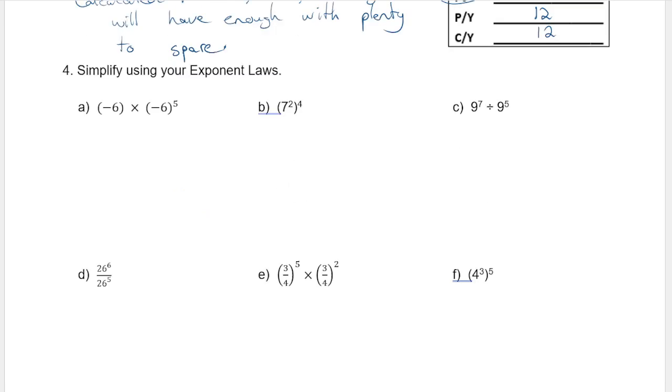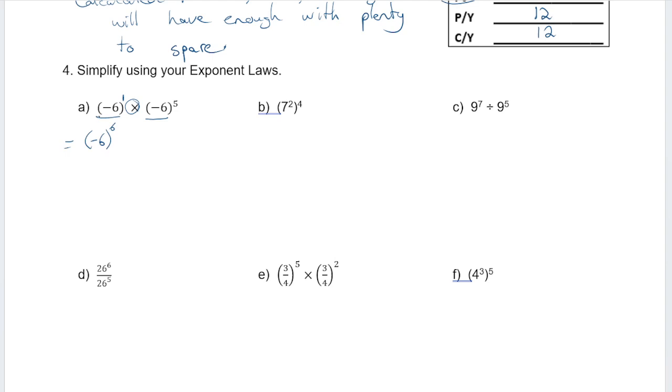Exponent laws. So -6 times -6 to the power of 5. So we got to remember, if it doesn't say, it has an exponent of 1. And then we're going to use our exponent laws. So exponent laws say if two powers have the same base and they're multiplying, we just add the exponents. So that is -6 to the power of 1 plus 5, which is to the power of 6. Easy peasy.